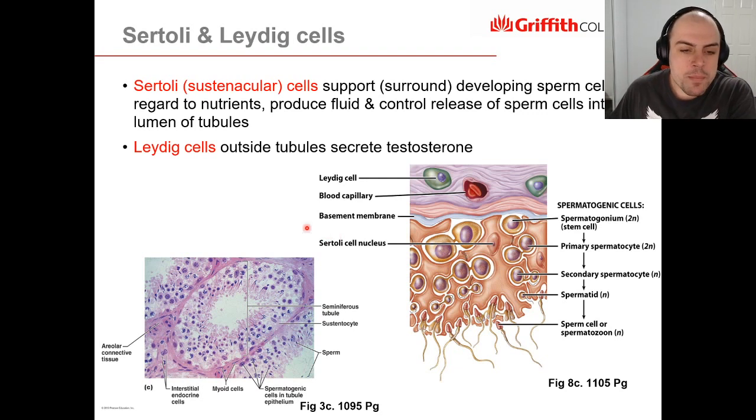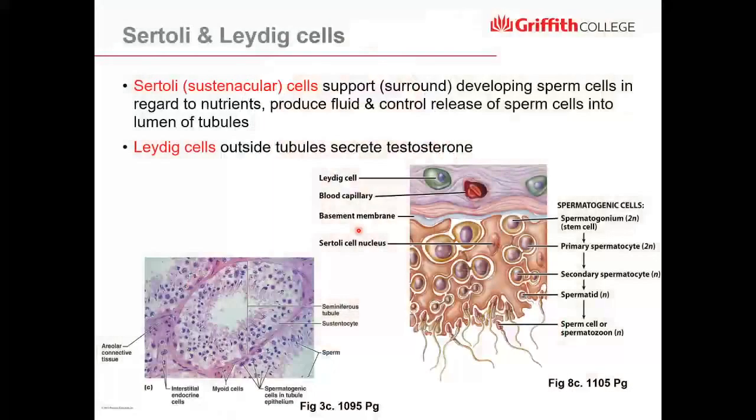Okay, now I'm not going to talk too much about the histology of the testes, but there are two different tissue types I do expect you to know within the testes. These are the Sertoli cells and the Leydig cells. So what are these cells?